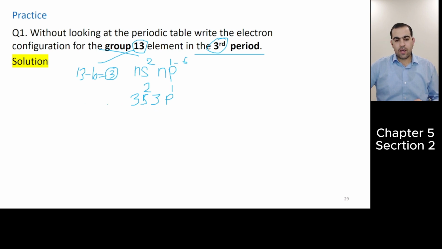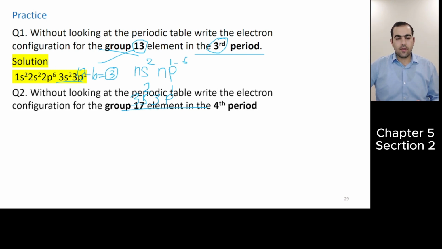Then what do you need? Write the whole electron configuration. If I tell you to write just the outer electron configuration, you'll just write this. That's enough for me. But here it says write the electron configuration: 1s2, 2s2, 2p6, 3s2, 3p1.